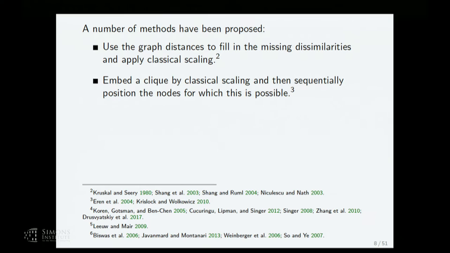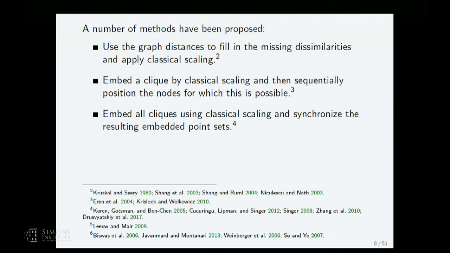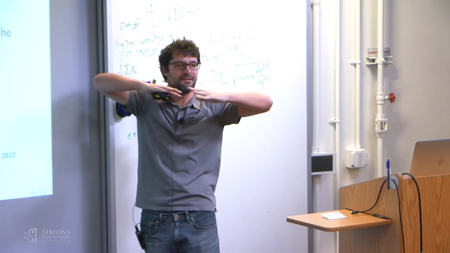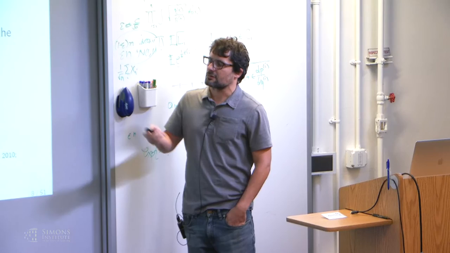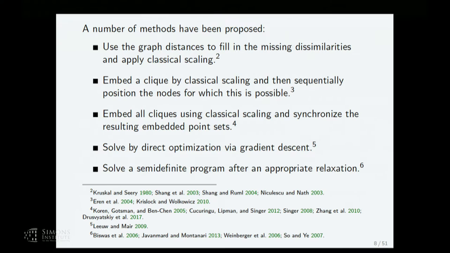Another class of techniques, which can be generalized, goes as follows. You embed everything you can embed. So in particular, let's say you embed all possible cliques in the graph. It might not be computationally feasible, but let's put that aside. You embed all the cliques, and for this you can use classical scaling. It's as if all the cliques are now embedded as point sets in the Euclidean space of the same dimension, as if they live in parallel universes. So now you have to put them together so that they live together in a coherent embedding of the whole graph. All right, so then there's also direct optimization by gradient descent and other methods. Actually, this is not the only approach. There's another one which consists in relaxing the problem into a semi-definite program. It's also a large class of methods, including Adele and Andrea's work on the topic.